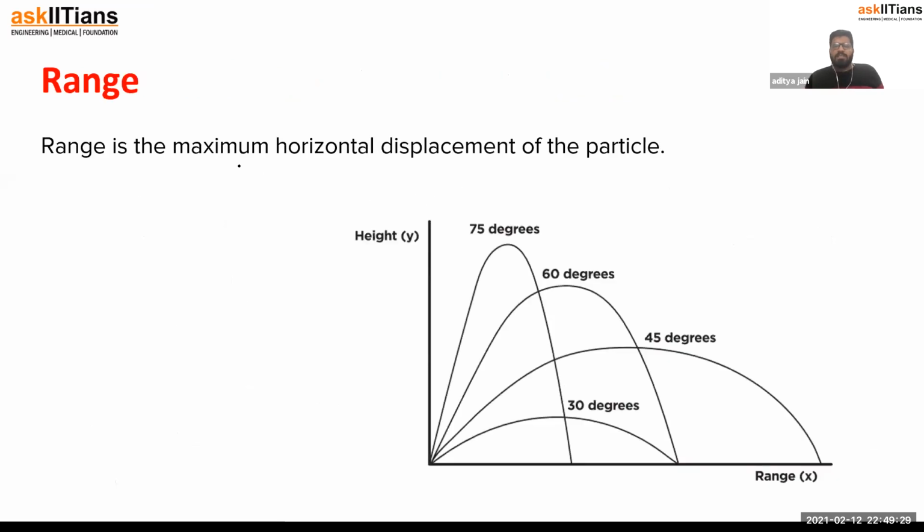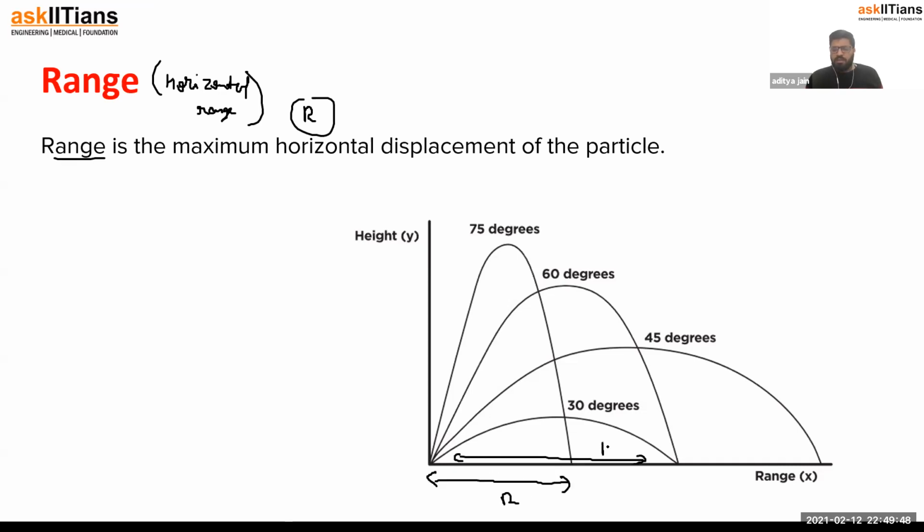Now the next thing is range, or you can say horizontal range, which is generally shown by the symbol capital R. If I define horizontal range, you can see different types of projectile here, thrown at different angles. You can say this is the horizontal range for this projectile. So how can I define the horizontal range?